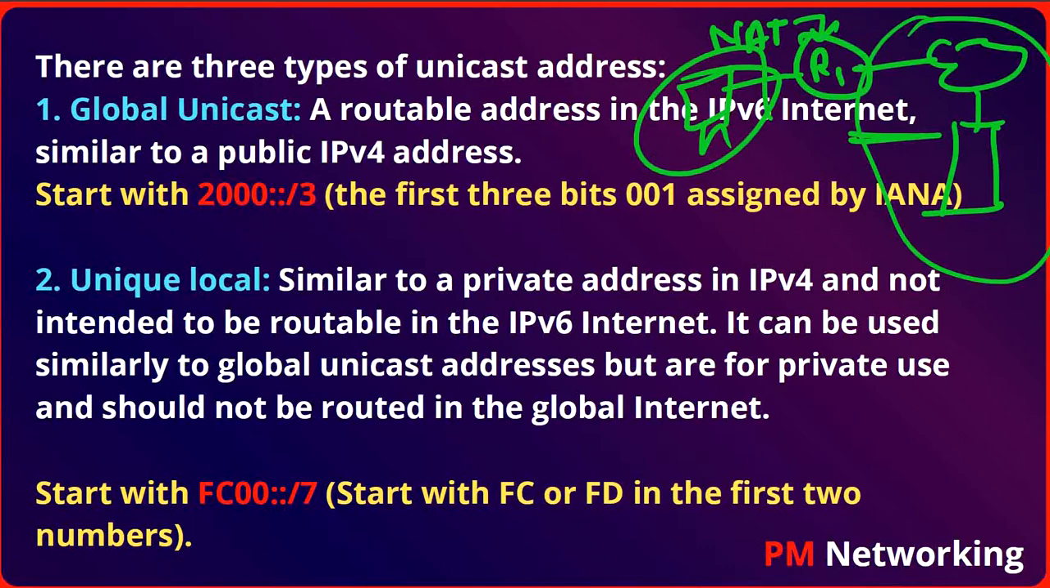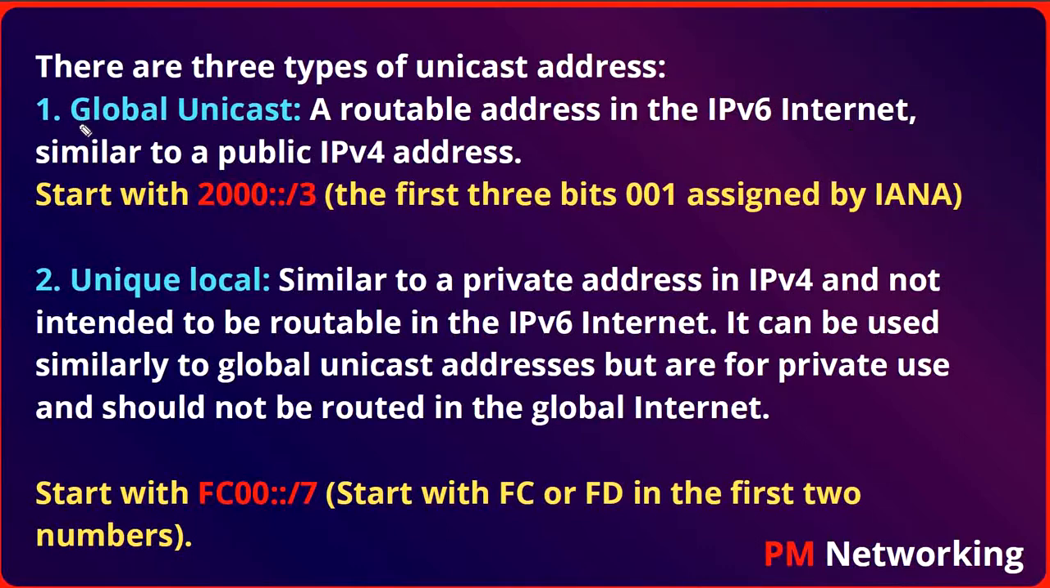Okay, so in the same way, in IPv6 we have the global unicast address. This is routable on the internet. We can communicate with the internet with the help of a global unicast address. So here you can say it is similar to a public IPv4 address.